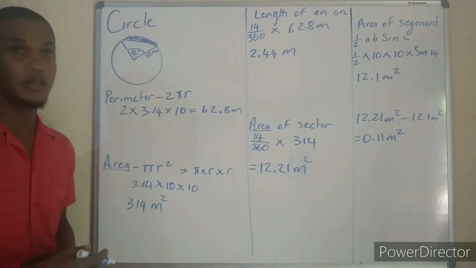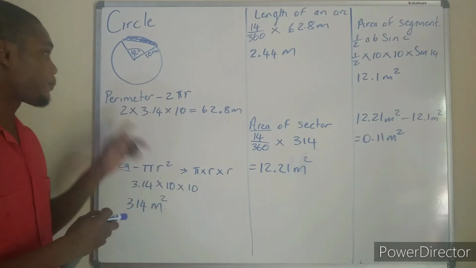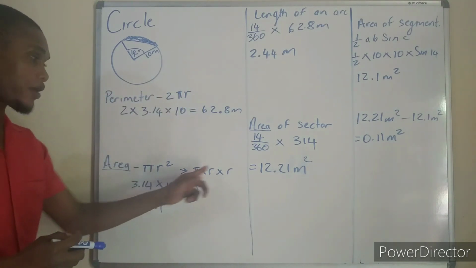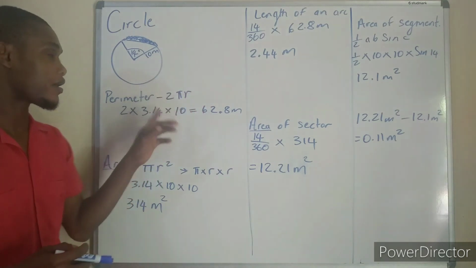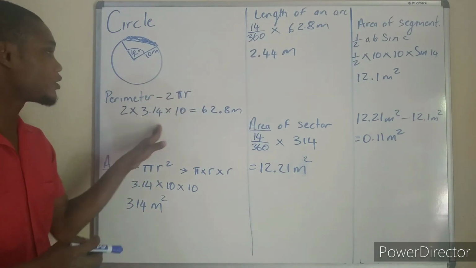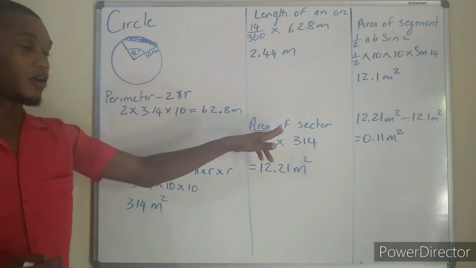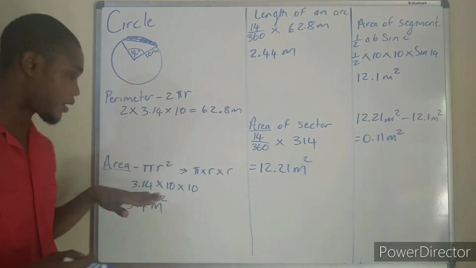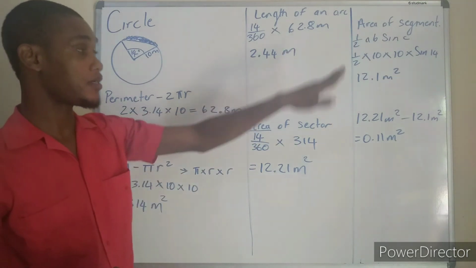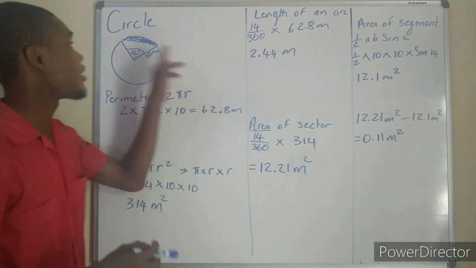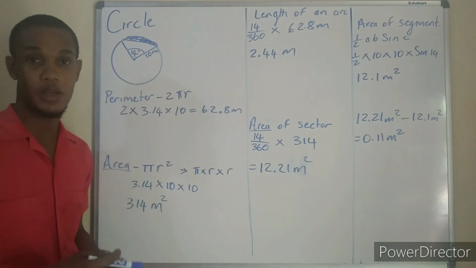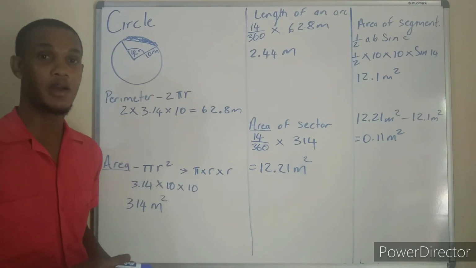And that's all there is for the circle. So perimeter, 2 pi r. Area, pi r squared. Length of the arc, angle over 360 multiplied by the perimeter. Area of sector, angle over 360 multiplied by your area. And segment is the area of the sector minus the area of the triangle. You can work it out and you will get your final answers.